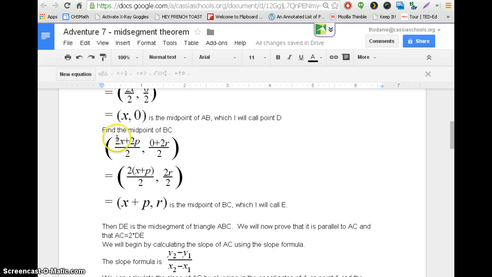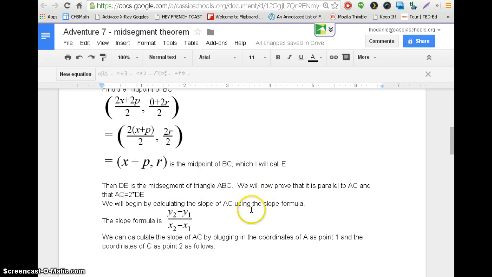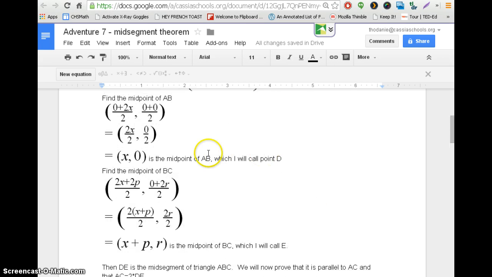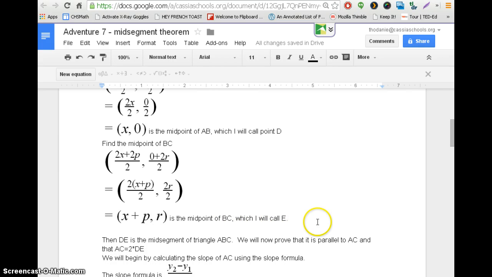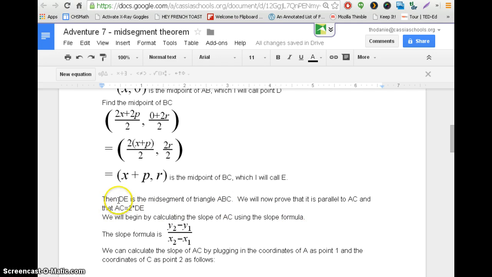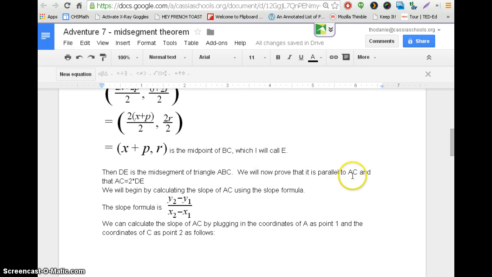I do that again, the same calculations for the midpoint of BC. Okay, I plug in the x value of B, the x value of C, and I run through and I end up with this being my value for BC. So now I called that midpoint D, and I called this midpoint E. Okay, and so now I can say that DE, which are the midpoints of the respective sides, is the mid-segment of triangle ABC. So we're going to prove that it is parallel to segment AC, and that the measure of segment AC equals 2 times the measure of DE. In other words, that DE is half the measure of AC.